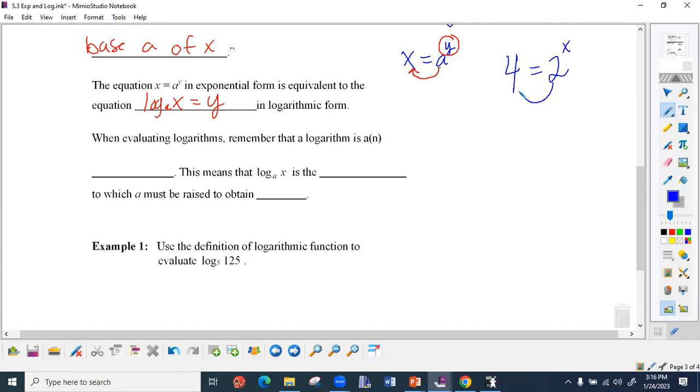Log base 2 of 4 equals x. There we go. So log base 2 of 4 equals x. Do we see that? Okay.